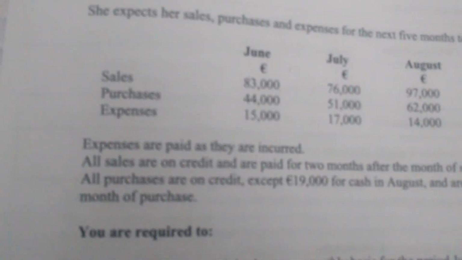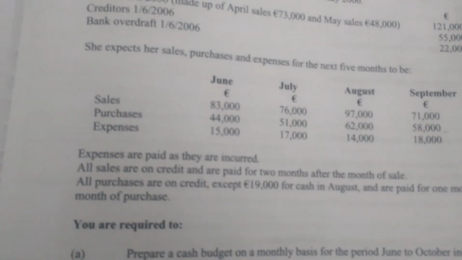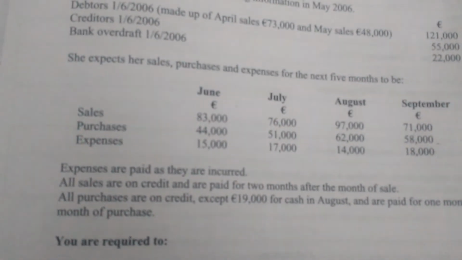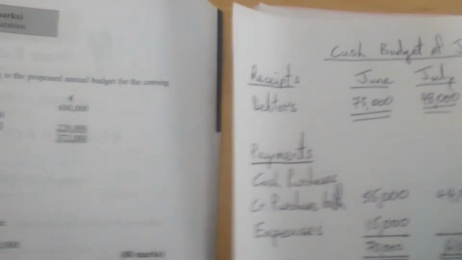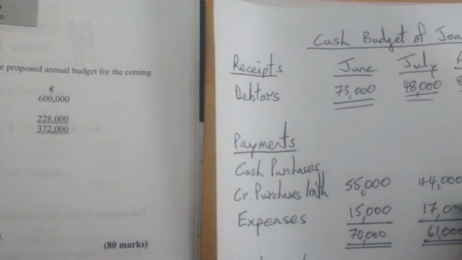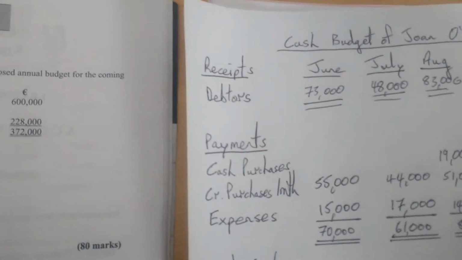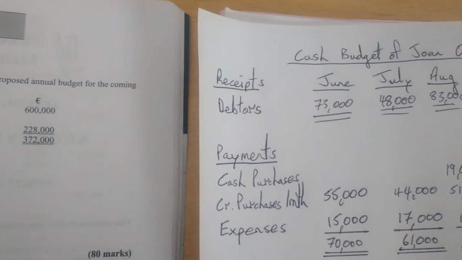The next line I'm going to skip over quickly. If you look for the first line underneath the grid of figures, it says all our expenses are paid as they are incurred. So they're paid for straight away. So June's expenses are paid for in June. So that 15,000 for June's expenses here goes into June's column. And the same for all the rest of the expenses. So I'm just going to write them in very quickly. 15,000, 17,000, 14,000, 18,000. And 20,000, isn't it?